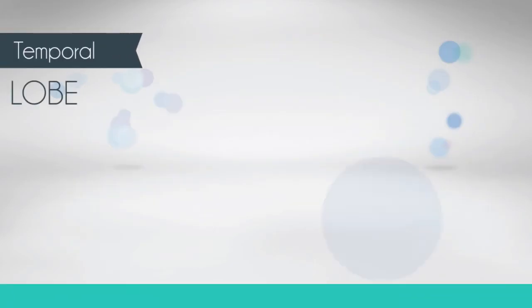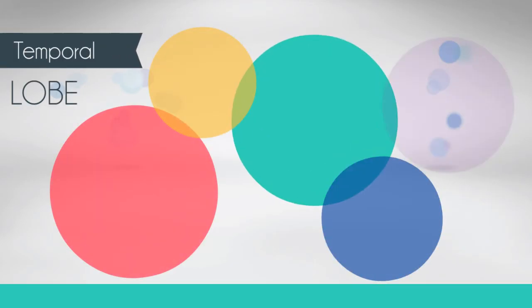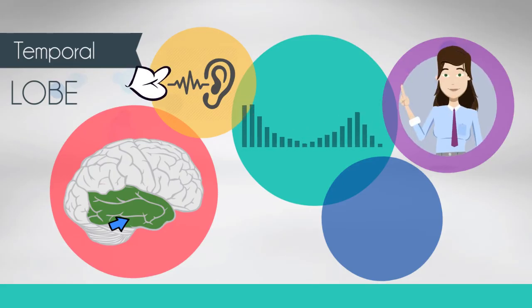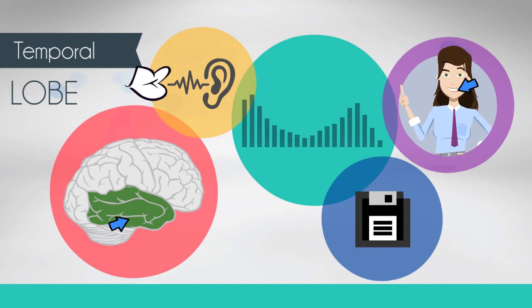The temporal lobe is located on the side of the brain, where your temples are. This lobe is primarily responsible for hearing and speech functions. It processes audio and interprets and produces speech. It also has a whole lot to do with memory, but we'll get to that later on.